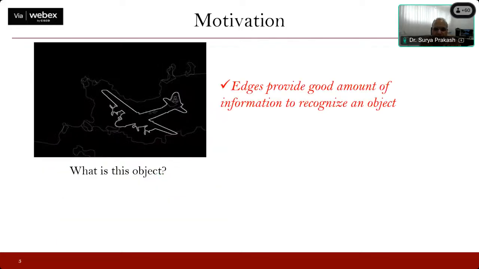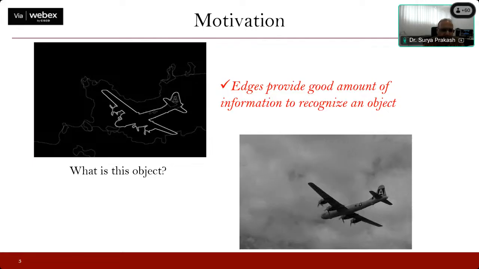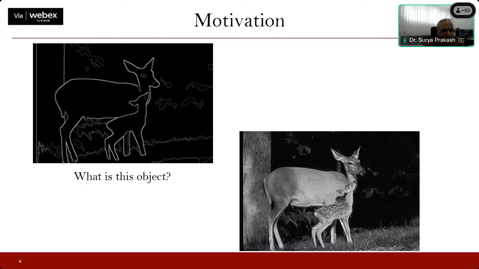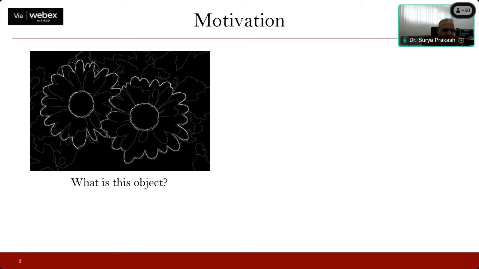Just to get motivation for this, just look at this image. Though this image is not completely available, very well you can identify what this object is, right? Very clearly, you know that's an aeroplane. Similarly, if I show you this image, very clearly you can tell that this is the image of a deer. Then if I show you this image, you can identify that this is representing a flower.